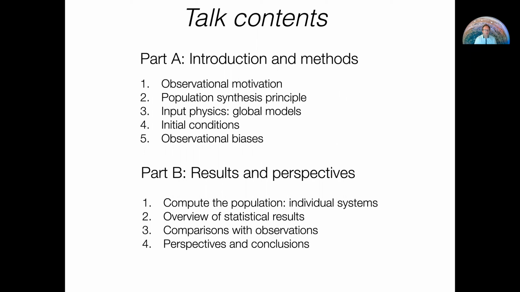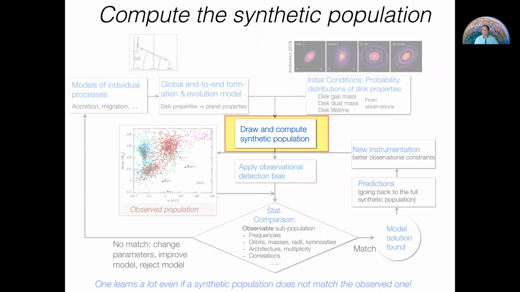Let us now continue with part P, the results and the perspectives. Here we will first look at the computation of the population, the individual systems, then an overview of statistical results, and then we will come to the comparison with observation and finish with some perspectives and conclusions.